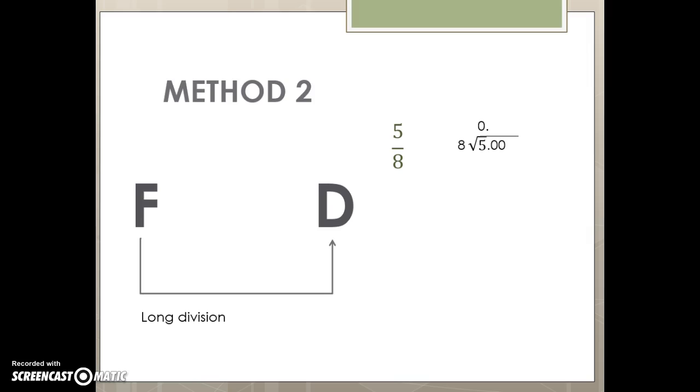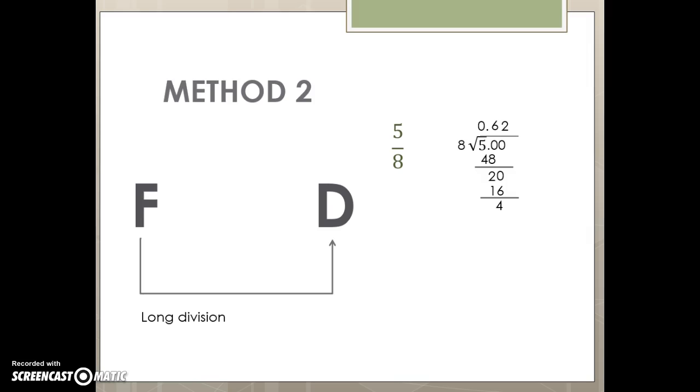and we're going to move on to the next part by asking, how many times does 8 go into 50? Well, 8 goes into 50 6 times. So 8 times 6 is 48, and I have a remainder of 2. Now we're going to have to bring down that extra 0. You can now ask yourself, how many times does 8 go into 20? Well, 8 goes into 20 2 times. So 8 times 2 is 16, and I have this remainder of 4.